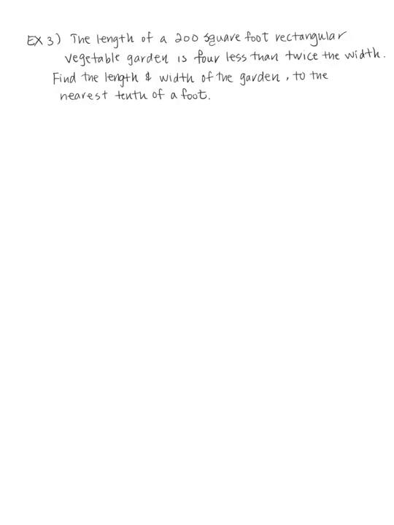Now let's try something like this. The length of a 200 square foot rectangular vegetable garden is 4 less than twice the width. Find the length and width of the garden to the nearest tenth of a foot. For this particular problem, at the end, we're going to have to use a calculator because they're asking us to round our answer to the nearest tenth. But on the exam, since you're probably not going to have a calculator, just leave your answer in exact form.